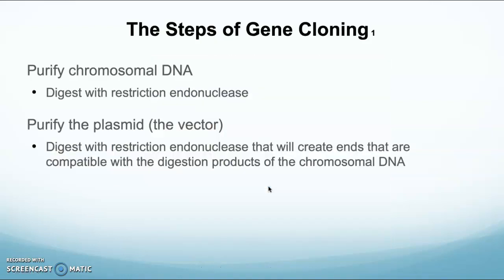For the steps of gene cloning, we can see that we're going to purify that chromosomal DNA, right? We have to purify that and then digest it with the restriction enzyme. And then we're also going to purify the plasmid or vector. And once we've purified that, we digest that as well with the same restriction endonuclease. And that will create those ends that are compatible between the two DNA samples. So between our chromosomal DNA we're interested in and the actual plasmid that we're going to be putting it into.